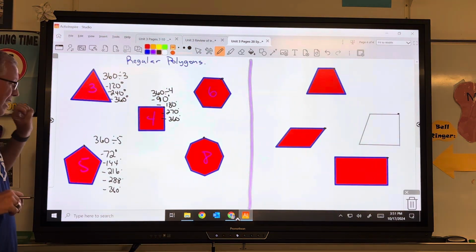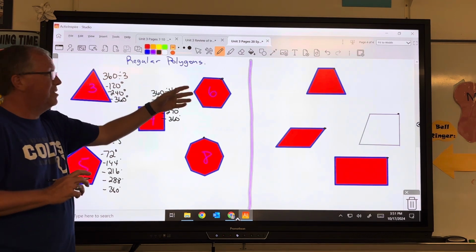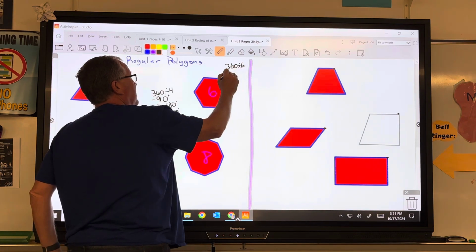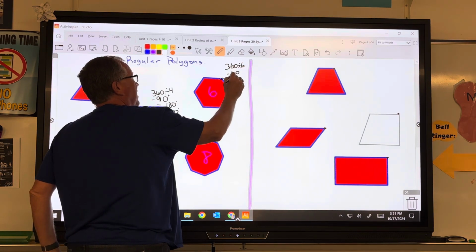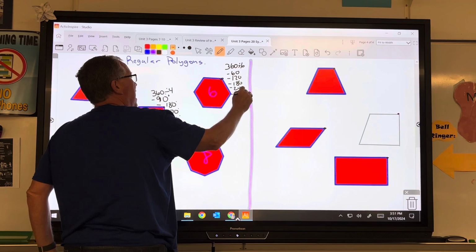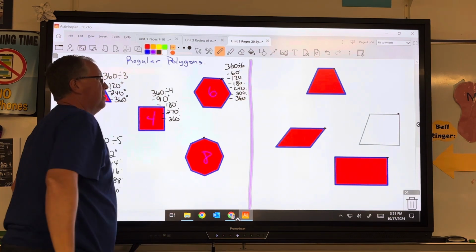If you rotate that thing 216 degrees, it's going to look exactly the way it started, okay? Number 6 over here, we take 360 and divide it by 6, that gives me 60, so it's going to happen at 60, at 120, at 180, at 240, at 300, and at 360 degrees, okay?